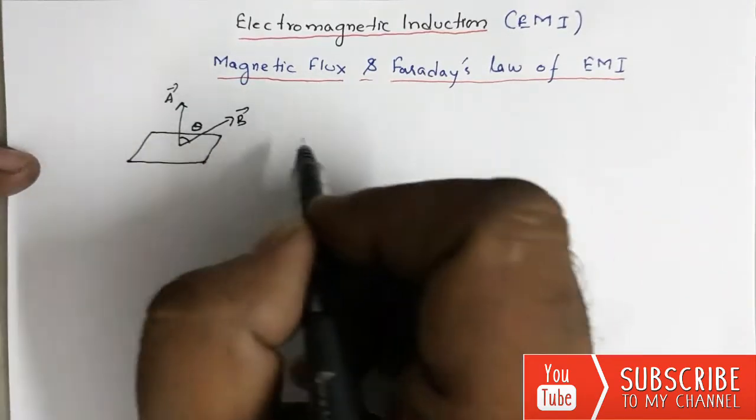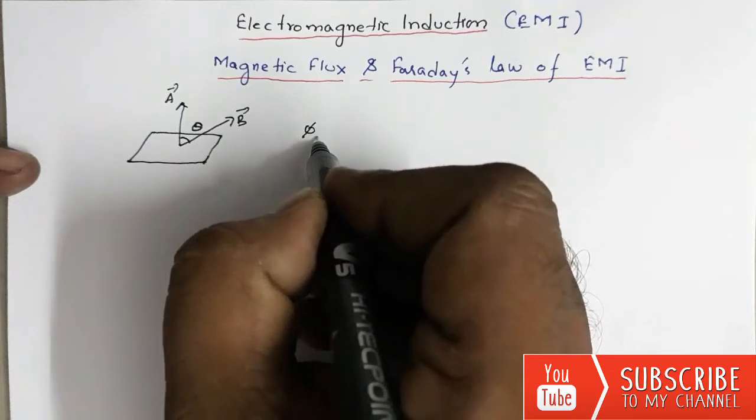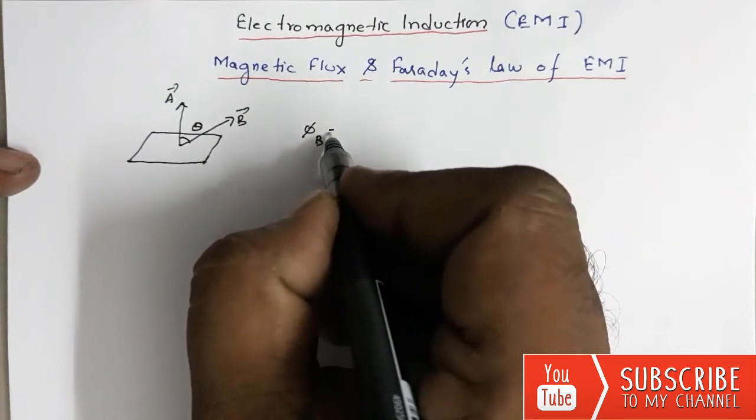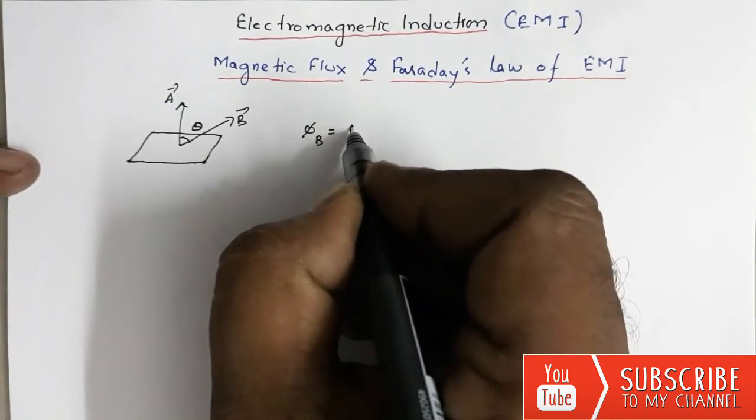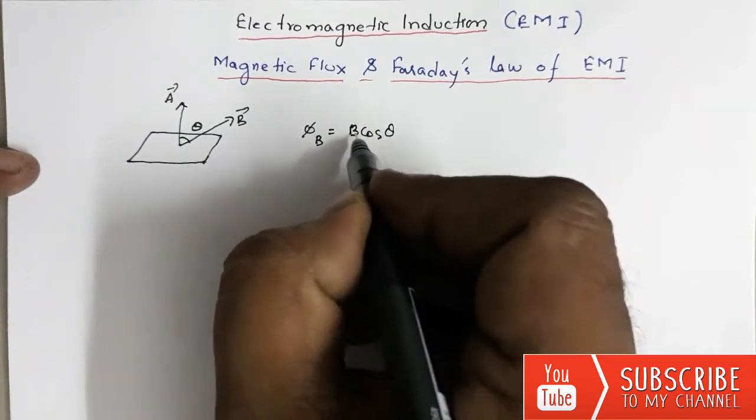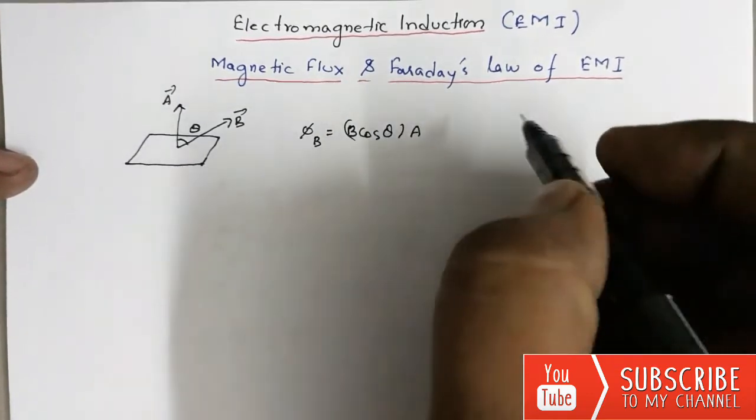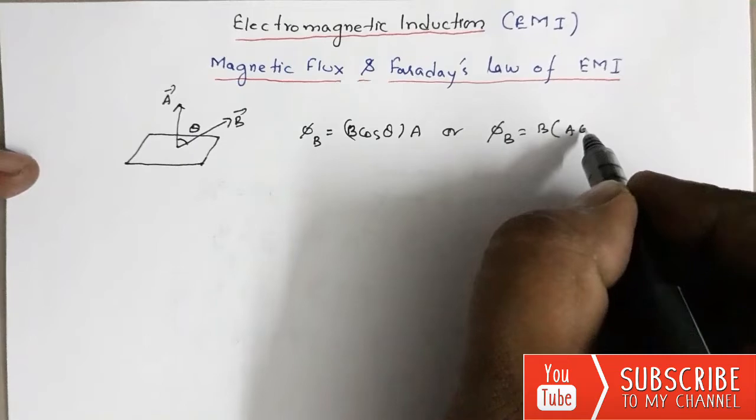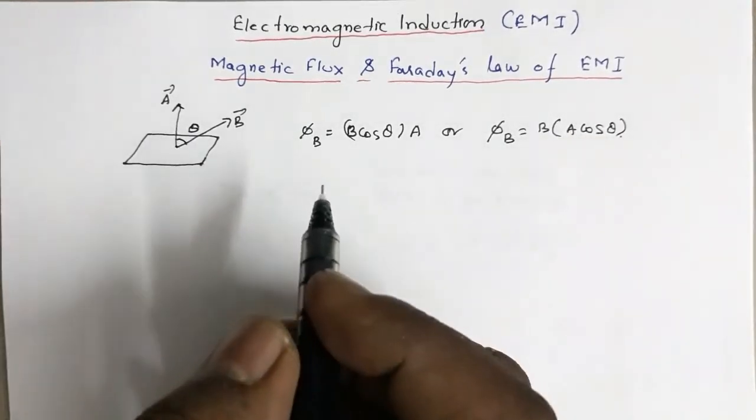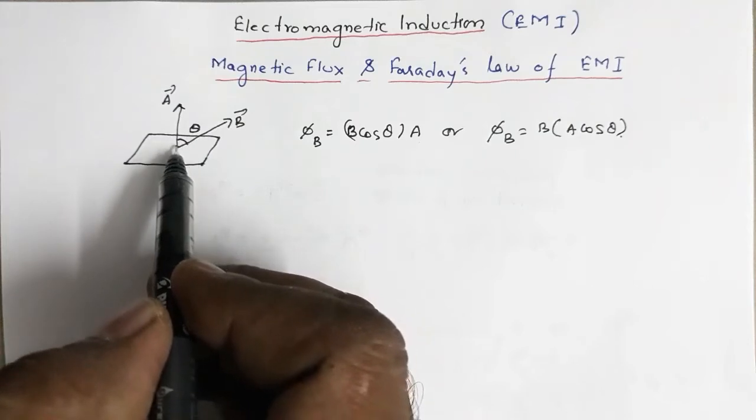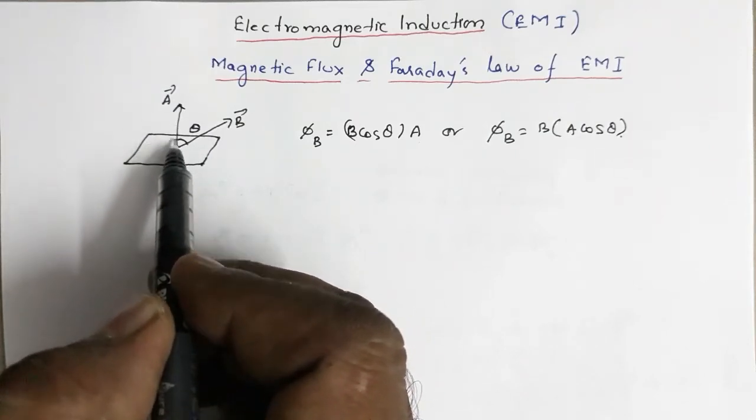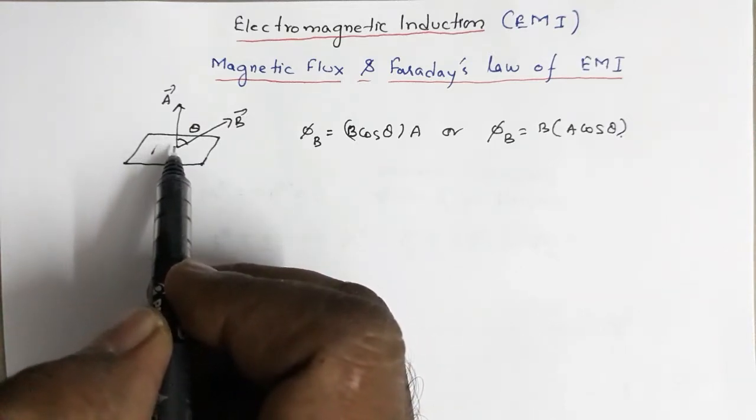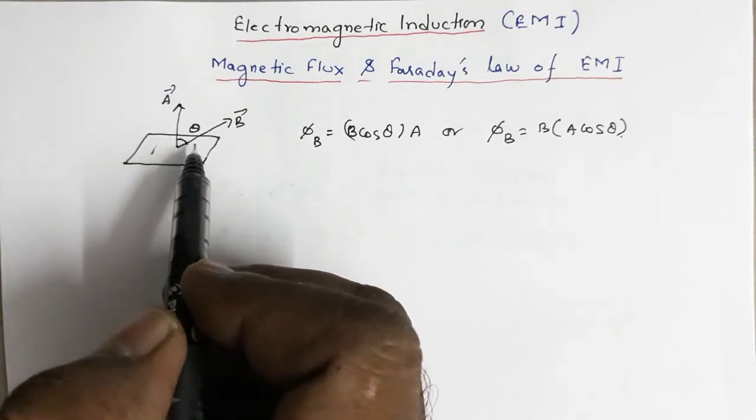Then the magnetic flux linked with this area, magnetic flux phi b, is given by the expression product of B cos theta into A, or it is B into A cos theta. Now see, B cos theta will be in this direction. That means we are taking that component of the magnetic field which is in the direction of the area vector and normal to the area.